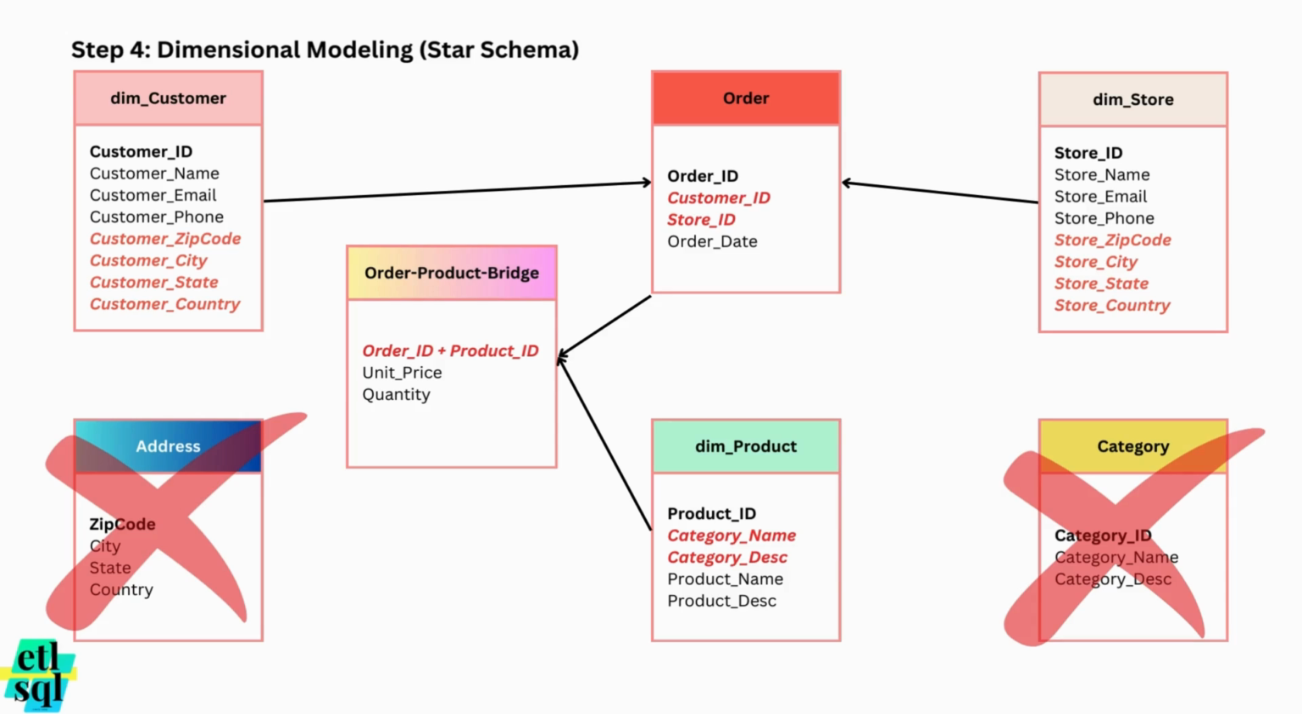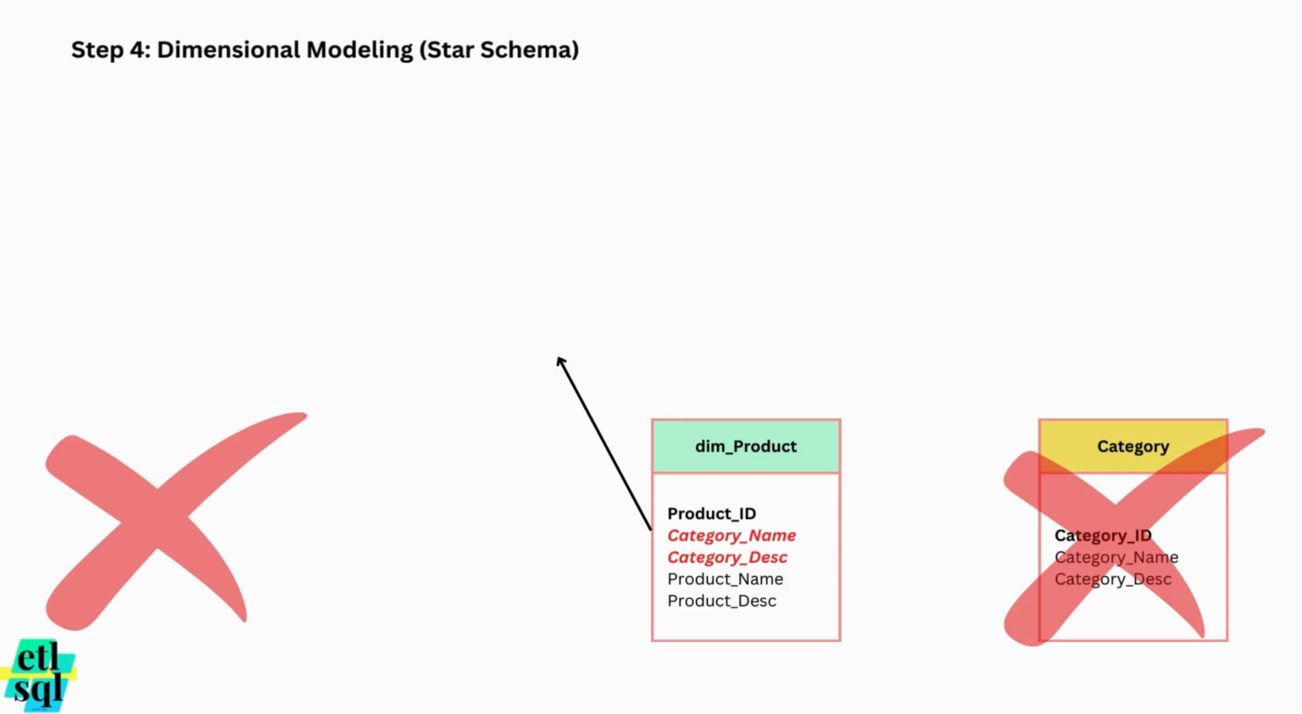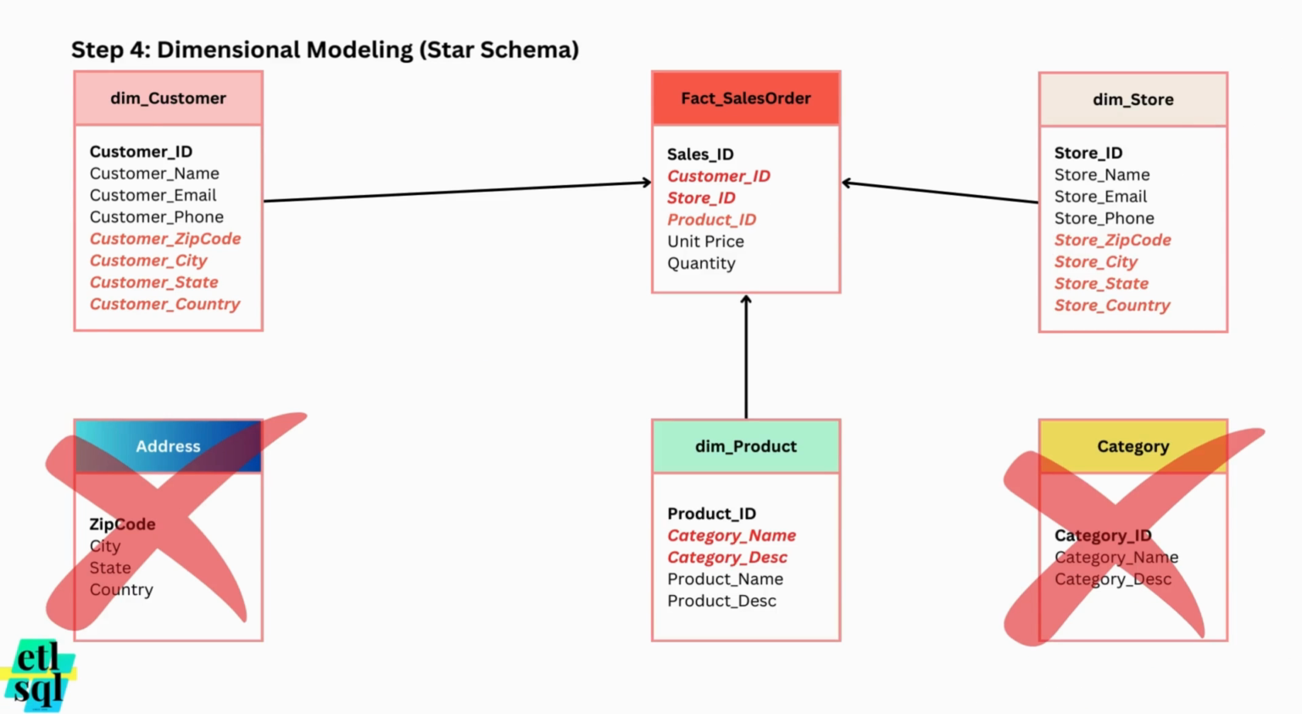So this is clear. Now, one thing which is pending: we have three dimension tables now. We need a centralized fact table, and the fact table has measures in it. And I see the measures are here, unit price, quantity, right? So this order will become my fact table now. So in the next step, I'll create a fact sales order, and granularity for it is customer level, store level, and product level.